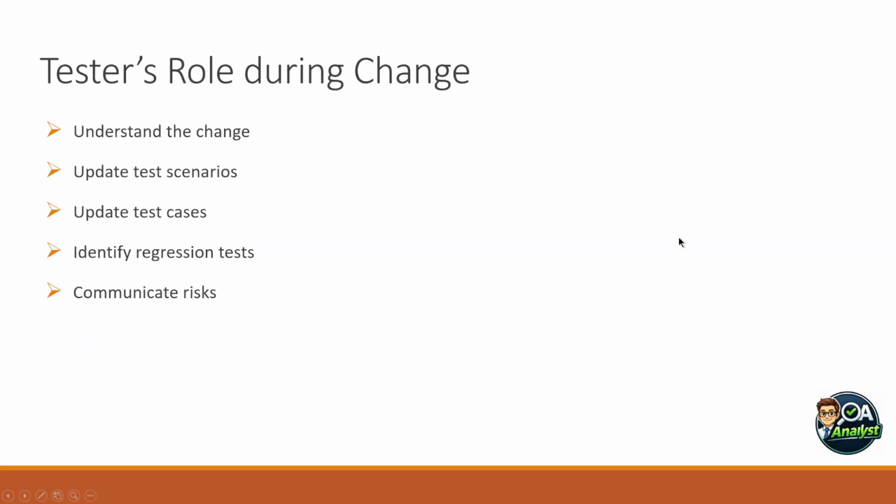So what is the tester's role during the change? This slide is extremely important for testers, because when a requirement changes, a tester must understand the change clearly, update their test scenarios and test cases to accommodate the changes, identify new regression test cases, update the requirement traceability matrix if used, and communicate the risk very early. So a tester is not a passive receiver of changes.